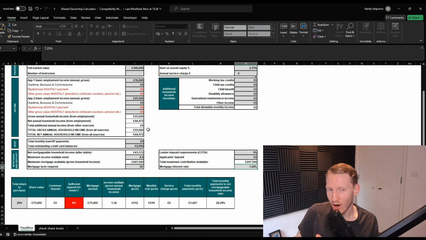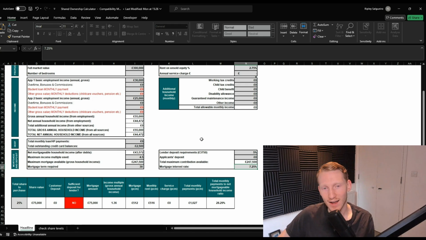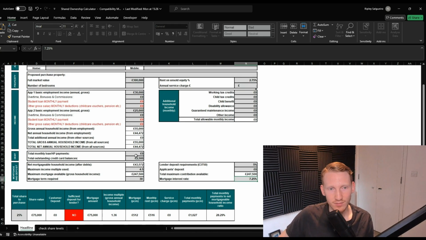Of course, this is only half of the equation as well. It's important to mention that the other half is with the lender, so the lender still needs to deem it affordable and make sure that they're happy. So there's this check, and we have to do some other checks as well.